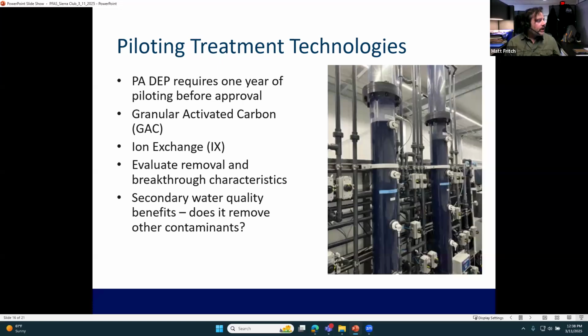As I mentioned before, we are looking at different treatment technologies in order to remove PFAS from the water. We are required by the Department of Environmental Protection to pilot treatment options for 1 year before they approve it. So again, we are looking at the granular activated carbon and the ion exchange methods of removal. We're not looking at reverse osmosis just because of the expense. It's just out of our range. And along with removing PFAS, we're seeing what else these treatment technologies can do for us. Can they remove other types of pollutants or chemicals that we may not even be regulated on yet?